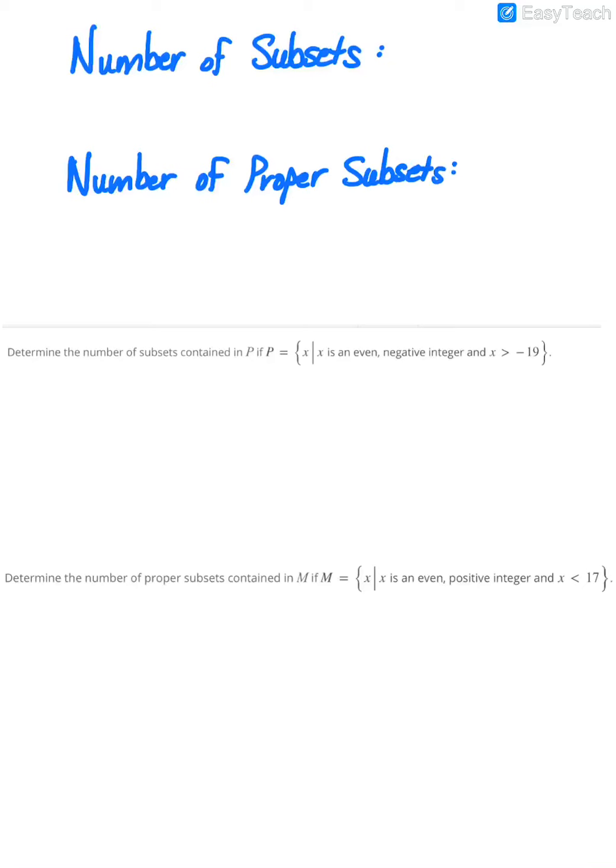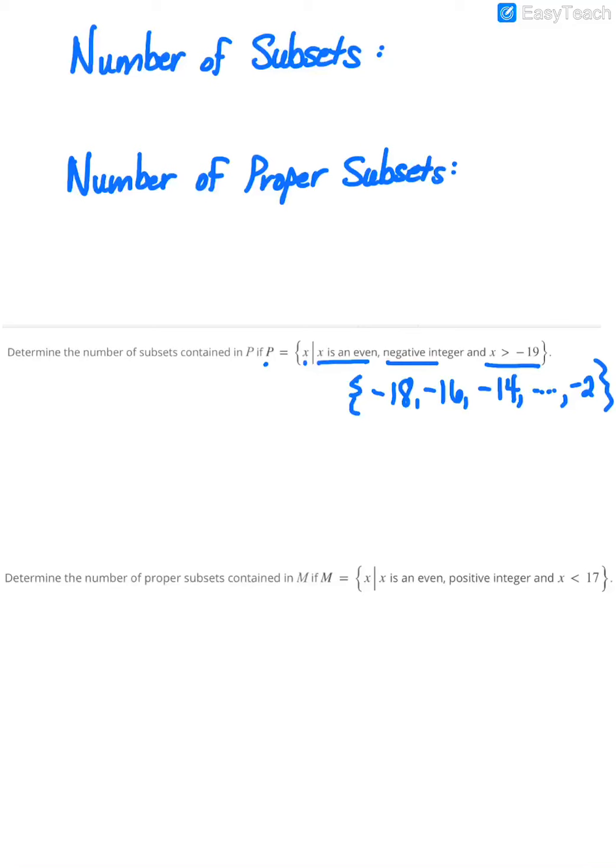So in this first example, we have set P. They're telling me it is equal to the set of all x's such that x is even, it's a negative integer, and it's greater than negative 19. So if I think about the roster notation of that, it's negative, it's even, and it's greater than negative 19. So negative 18 would be greater, even, negative. And then we'd have negative 16, negative 14, all the way until we get to negative 2. Okay, so I'm just going to put those dots in there.